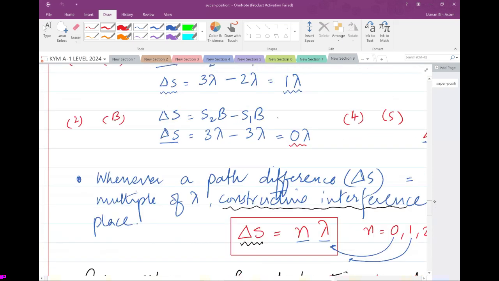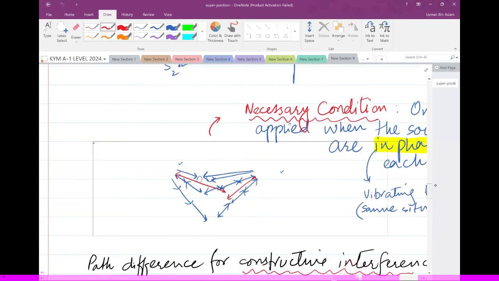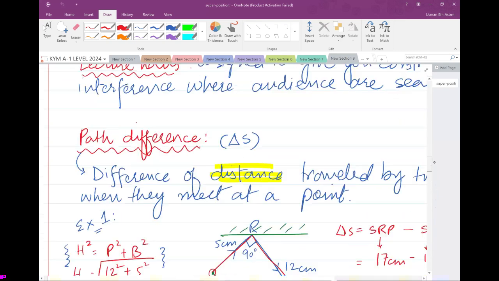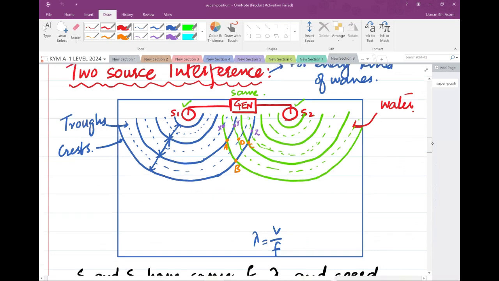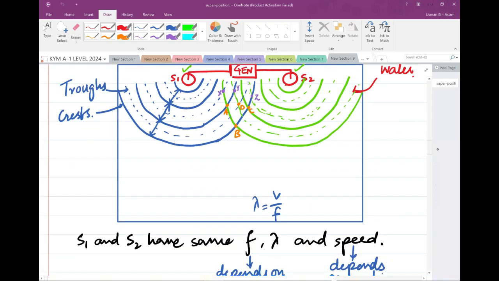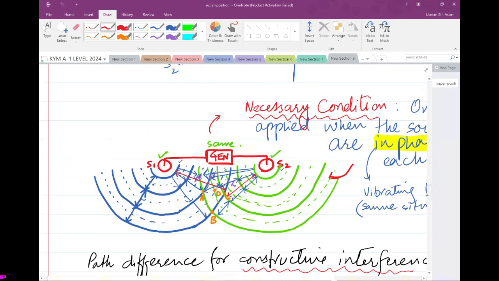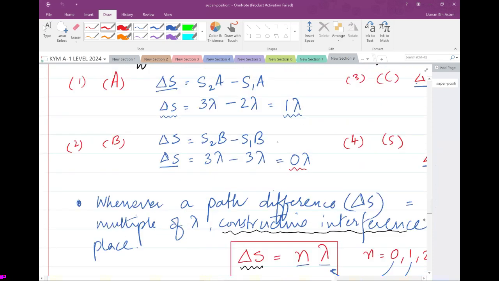In our last lesson, we discussed two source interference. Two source interference means there were two waves coming from two different sources. They were meeting at a point, and in some areas they were constructively interfering, and in some areas they were destructively interfering. We discussed the two necessary conditions for constructive and destructive interference.